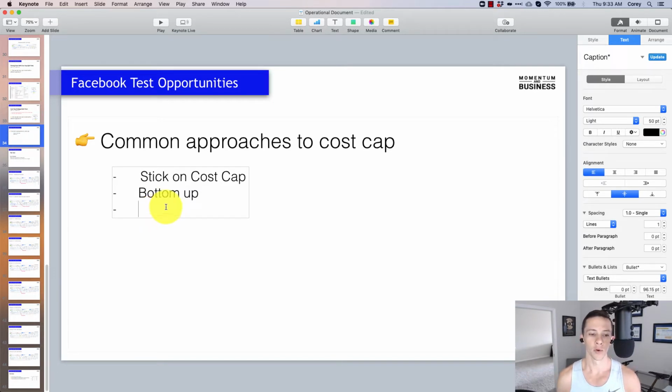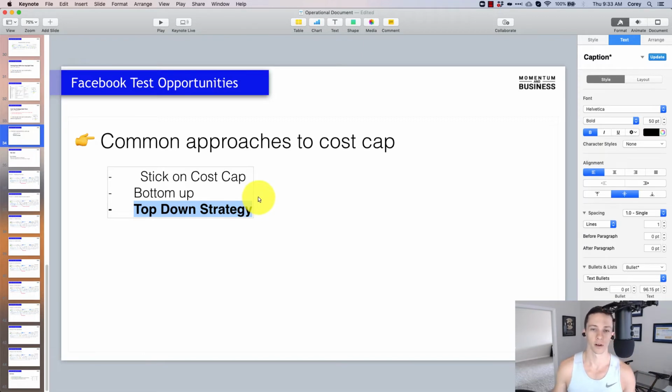So what I'm going to be testing here is what I'm going to call a top-down strategy. And as the name implies, and as you could probably figure from the two other strategies that I just mentioned, what we're going to do is put a high cost cap on it and then slowly bring the cost cap down over the course of time. Every couple days, we're going to adjust the cap down just a little bit.